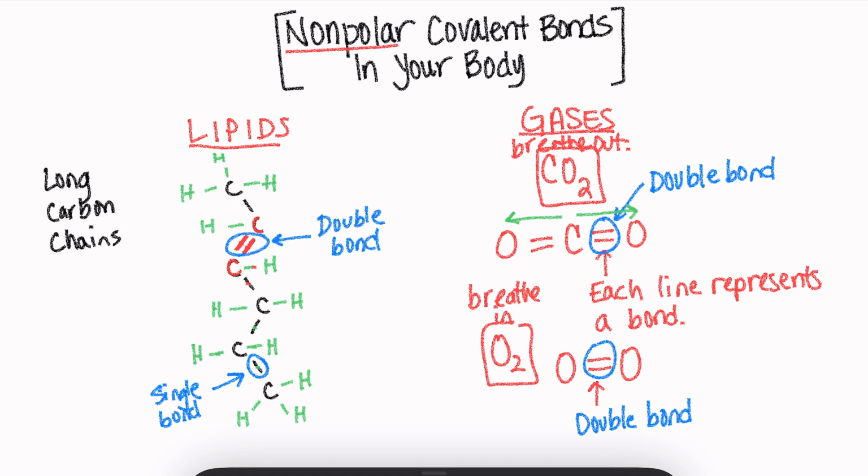You can also have a triple bond between a gas like nitrogen. Nitrogen is another gas. And with that one, it forms 3 bonds. Look at that. So this is a triple bond. These are all examples of nonpolar covalent bonds in your body.